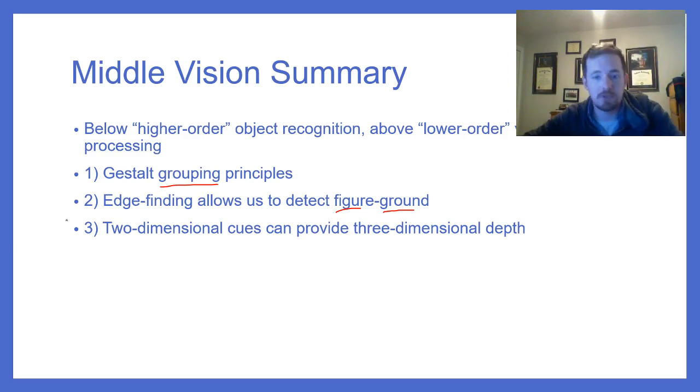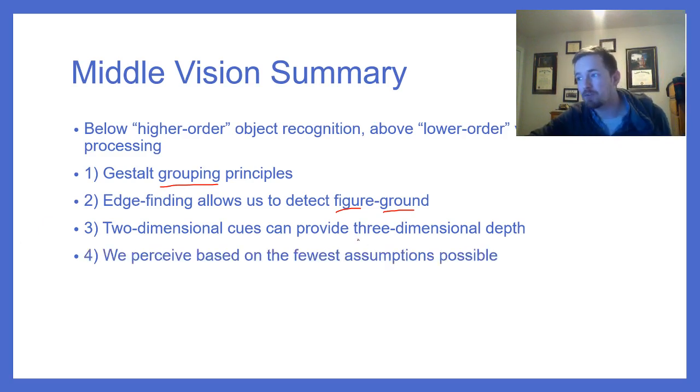In middle vision, we're also going to be looking at very rudimentary depth cues. So how can we detect that something is in front of us versus behind us? And also we're going to look a little bit at how we're able to see things making the fewest assumptions possible. In other words, how we're able to do this as quickly as we can.